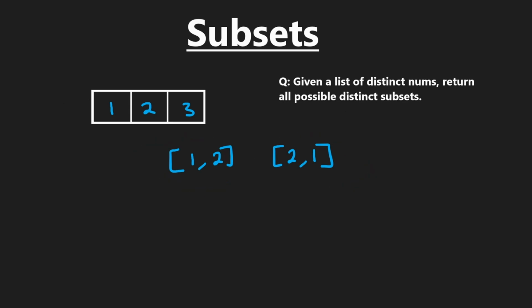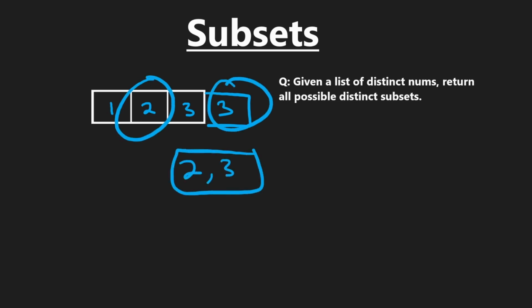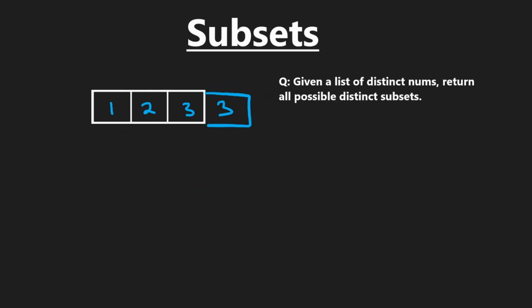But since we're given a list of distinct numbers, we don't really have to worry about getting duplicate subsets. If we had maybe an extra 3 over here, then we could potentially run into a case where this is a subset. So that's 2, 3. And maybe just these 2 is a subset, but that's the same subset. It's 2, 3. So we wouldn't be able to include that. But for now, we don't have to worry about that.